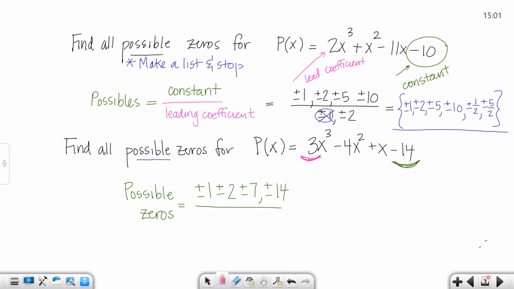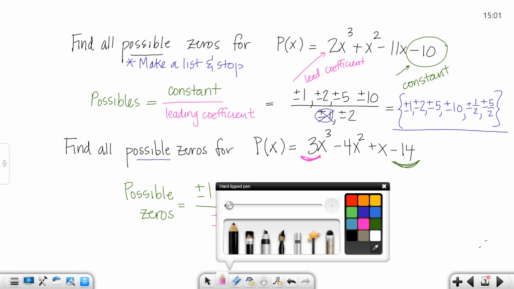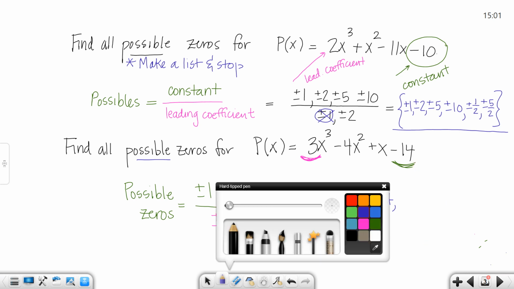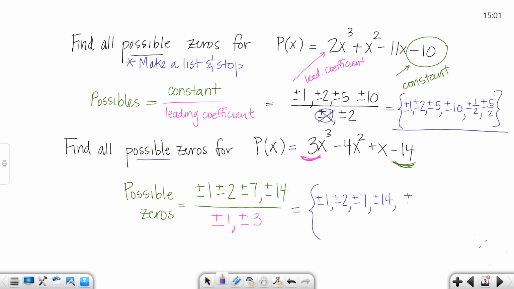The factors of 3, that's your leading coefficient. That goes on the bottom. So what you need to do is make a list out of this group. Put all of the numbers over 1. So you could say that's 1 over 1 and 2 over 1 and 7 over 1 and 14 over 1. And then you're going to put all of the numbers over 3. So that would be 1 over 3, 2 over 3, 7 over 3, and 14 over 3.